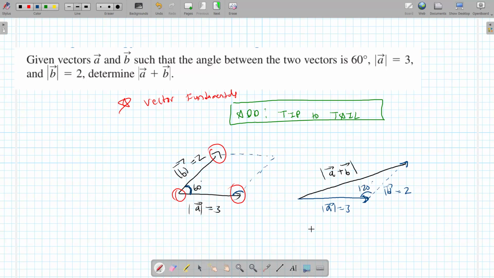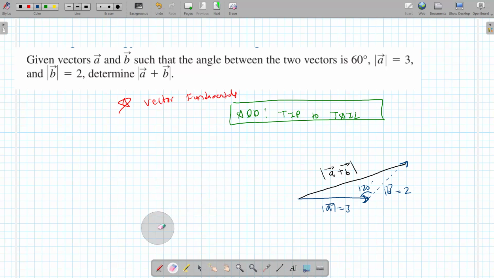Now, how do you solve for A plus B in this triangle? Can you use SOHCAHTOA? No, you can't. SOHCAHTOA is strictly for right angle triangles. This is not a right angle triangle. In fact, this is not even an acute angle. We've gone too far. So what do you do then? You can either use sine law or cosine law. They both have restrictions on when you can use them.